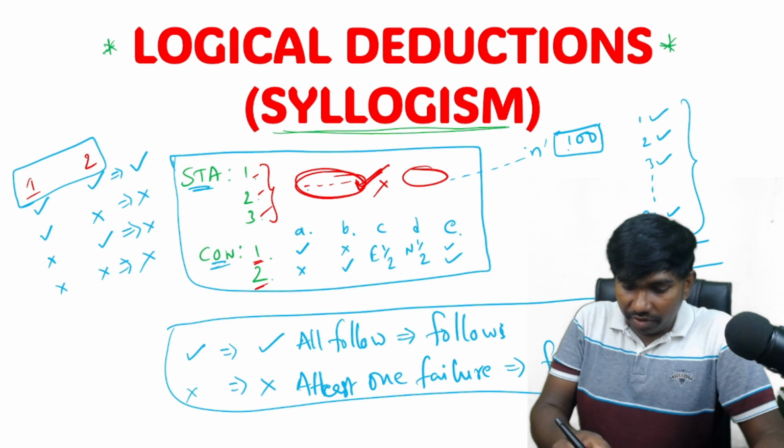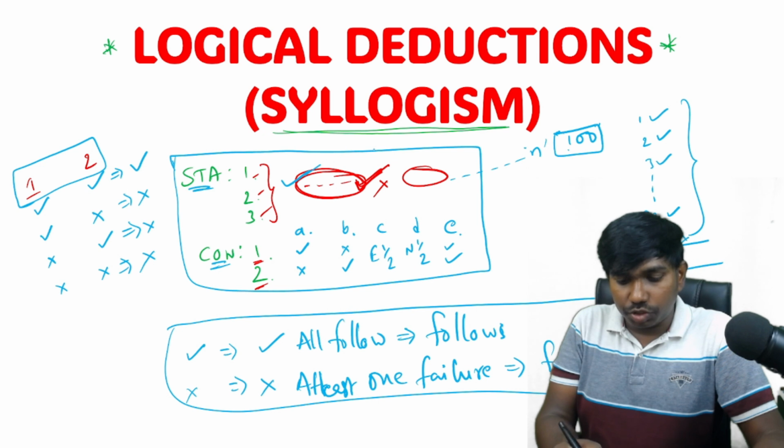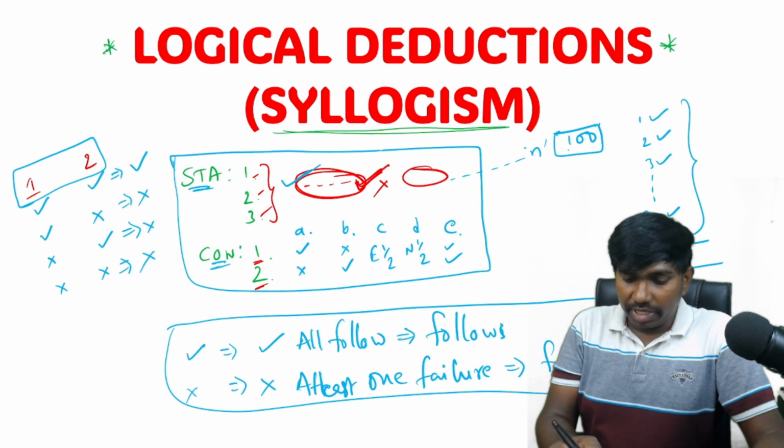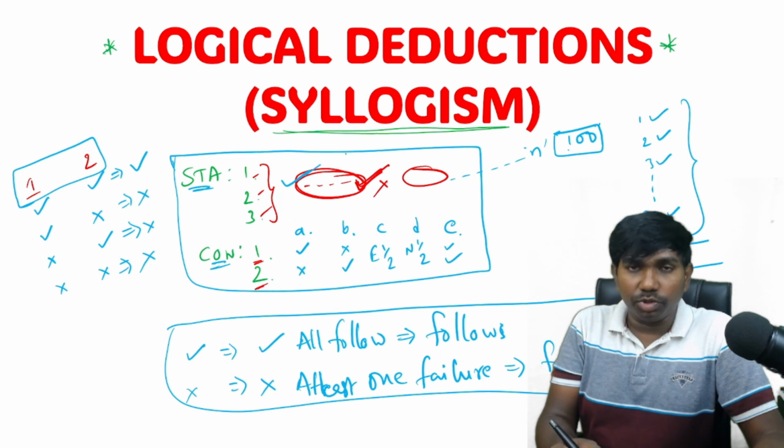See, whatever is mentioned in the statements, even though it is not true in real time, we have to consider it as true because it is mentioned in the statements. By considering them as true, we have to process the conclusions. We have to verify the conclusions from those statements.